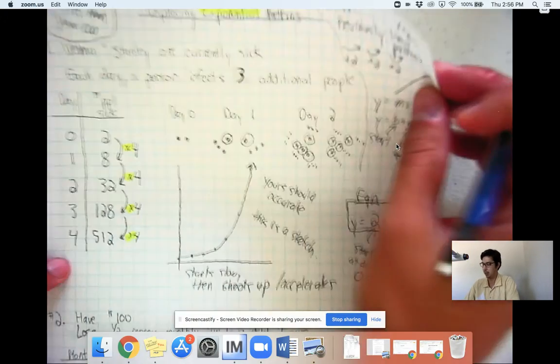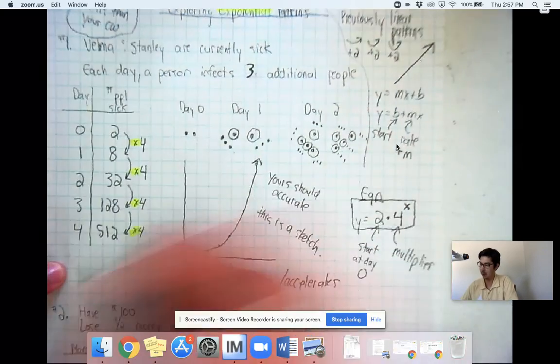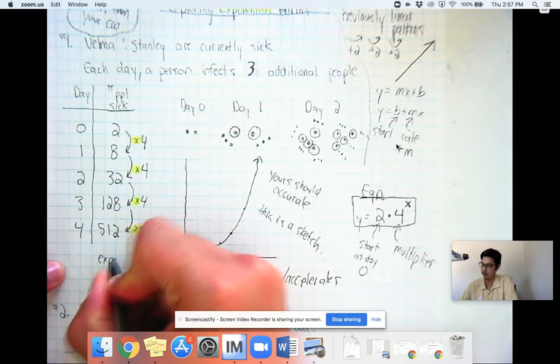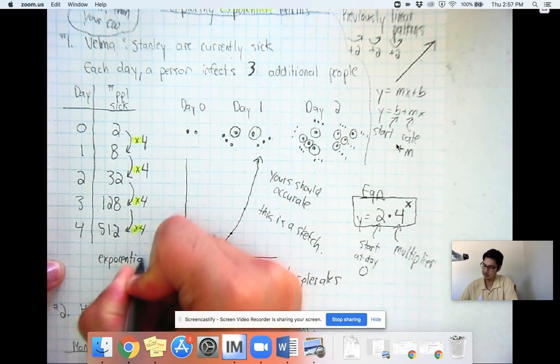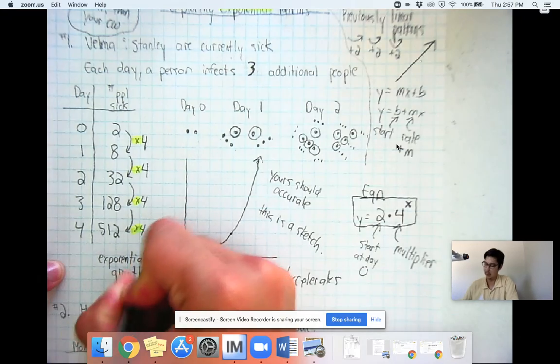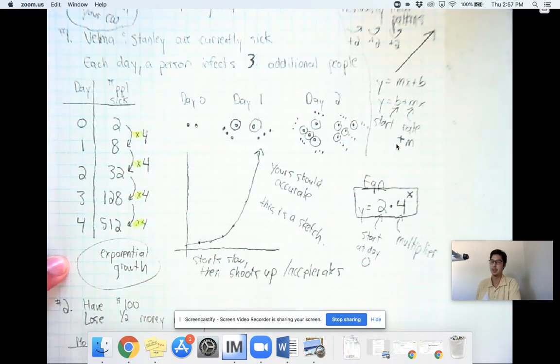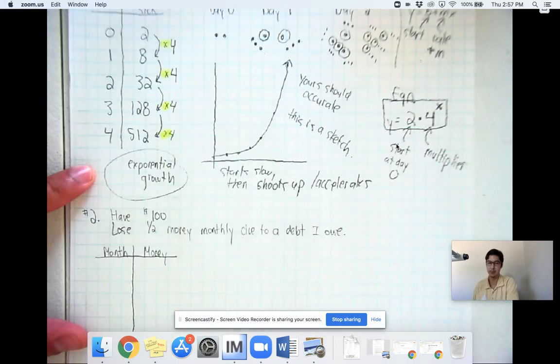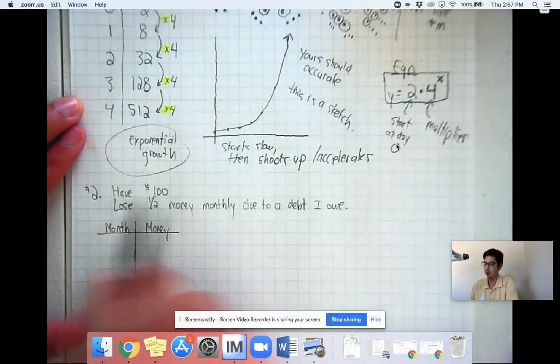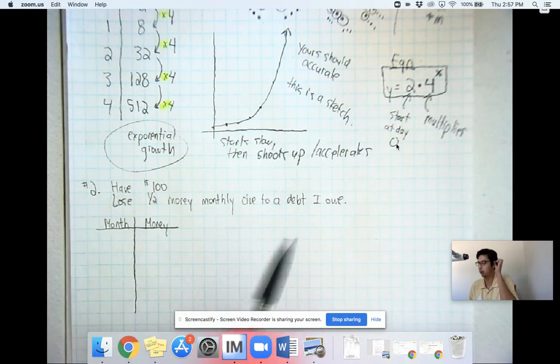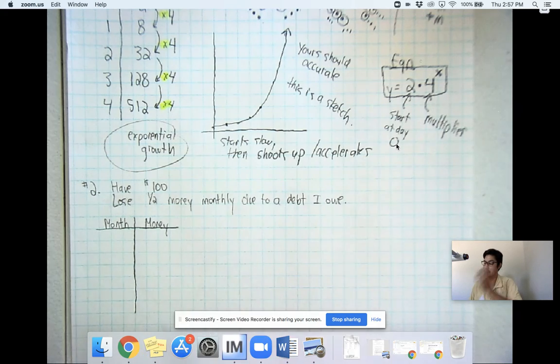All right, so this right here, when it's growing, this is called exponential growth. This is exponential growth, growing up. Now look at this example here, example 2. Now say we have $100 and you lose half your money monthly due to a debt that maybe I owe someone. That was the deal that we signed.